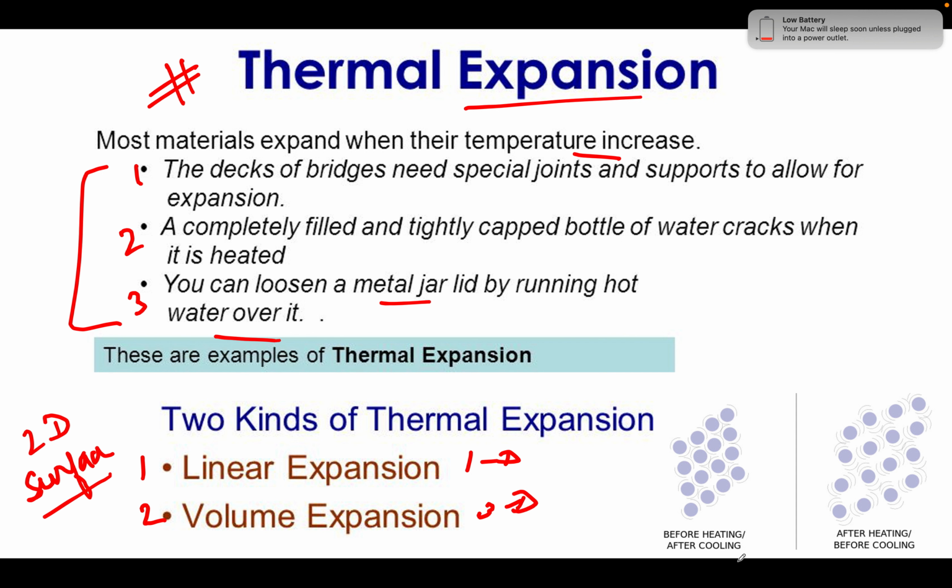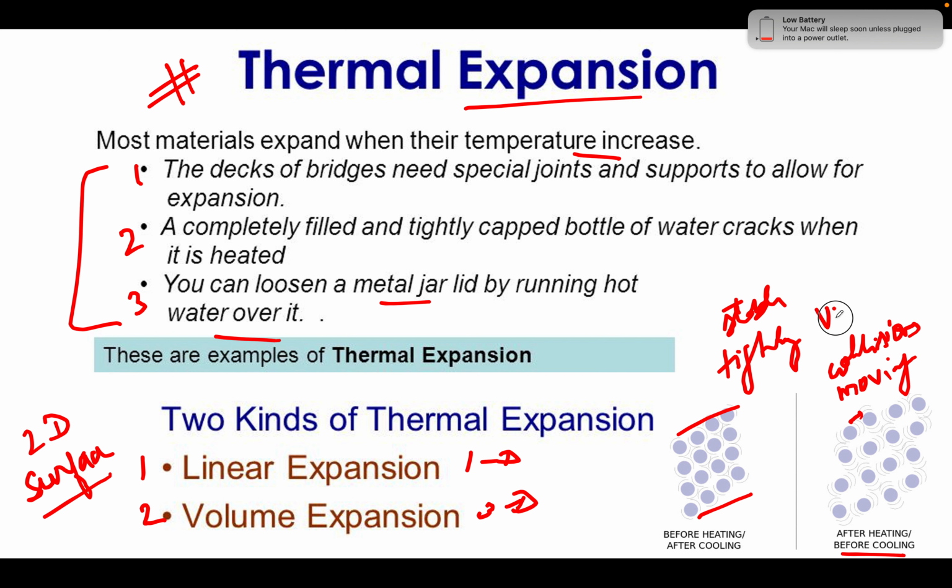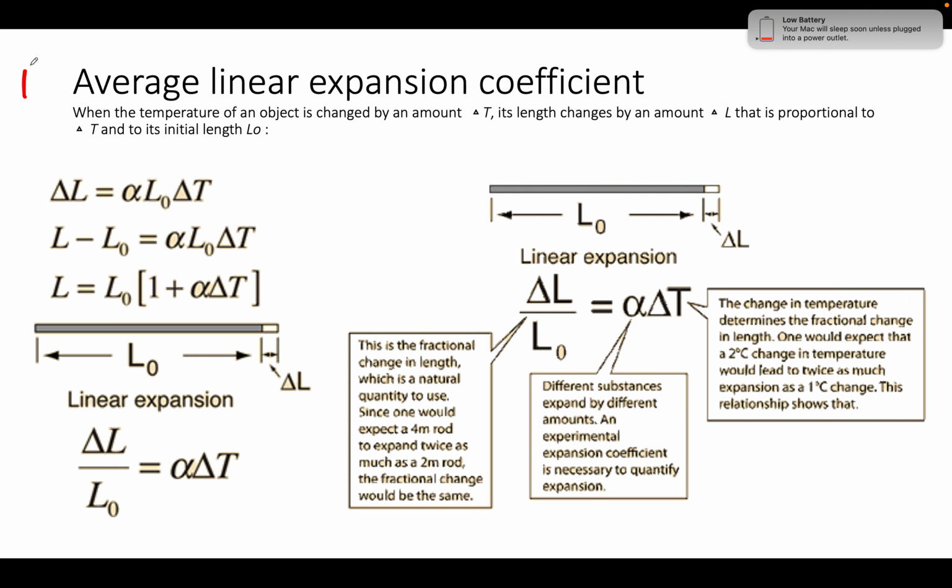Okay. So before heating or after cooling, we can say the molecules are tightly packed and they are stable. But after heating, what is happening? Collisions are occurring, they are moving, they are vibrating. All these things are happening, and because of this, they are moving apart from each other. That is why expansion is happening, because molecules are getting spread out in the system. Okay. So first of all, we're discussing the average linear expansion coefficient.